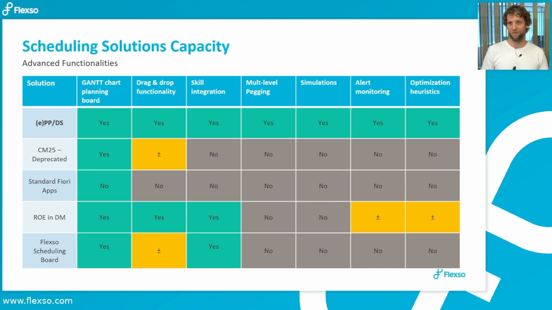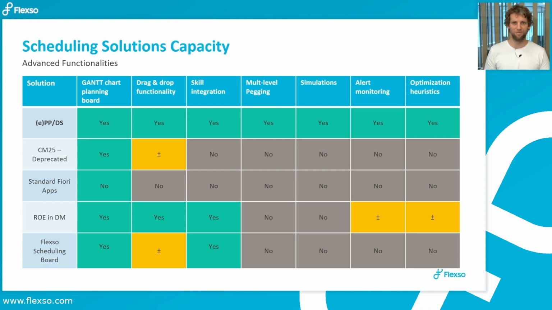How do these compare with the other solutions? Yeah, in the other solutions, basically we see, as I mentioned, PPDS is a bit the best-in-class solution from a functionality point of view, so all the other ones lack. Of course, the Gantt chart planning boards, apart from the standard Fiori apps, all of them have that possibility. Drag and drop functionalities, again, the standard Fiori apps, maybe we should leave out of the comparison, but all of them have something like that, but none of them have something equally good.